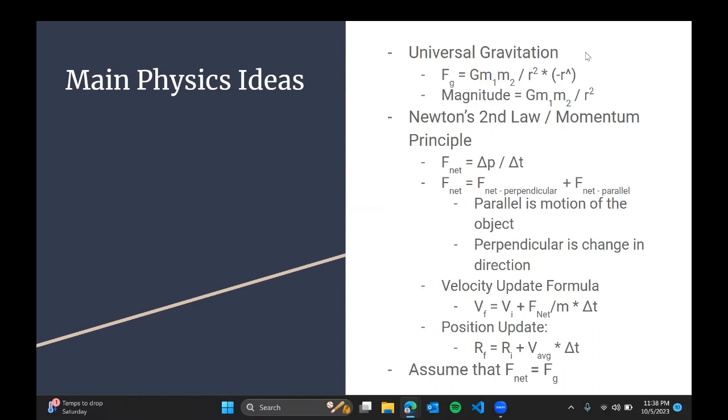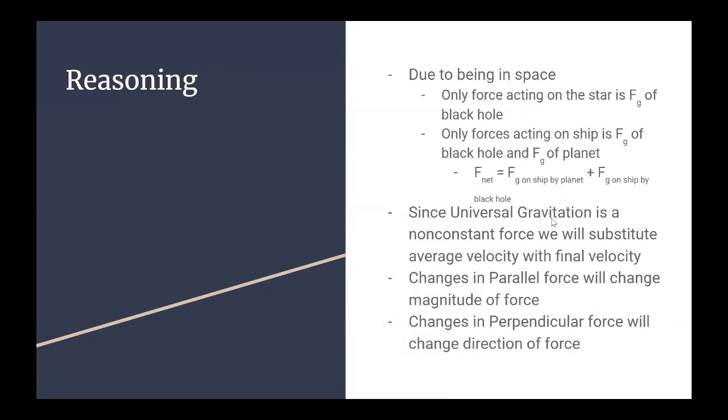And we're also going to assume for this lab that the net force is equal to the gravitational force, and that is because we are in space. So we are assuming that the only force acting on these objects is the force of gravity from the other objects in the question. And since universal gravitation is a non-constant force, we will be substituting average velocity with final velocity, just because we can't find average velocity for this. And obviously the changes in parallel force will change the magnitude of force, and changes in perpendicular force will change the direction of the force.